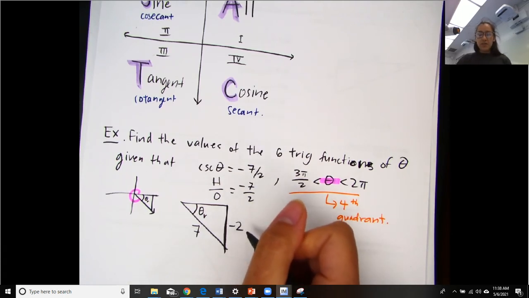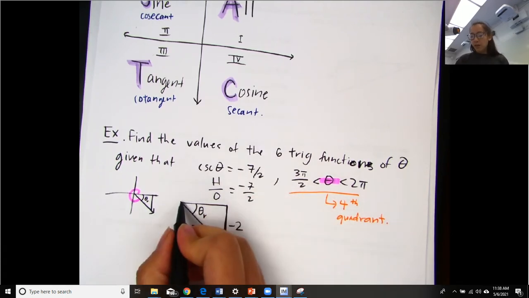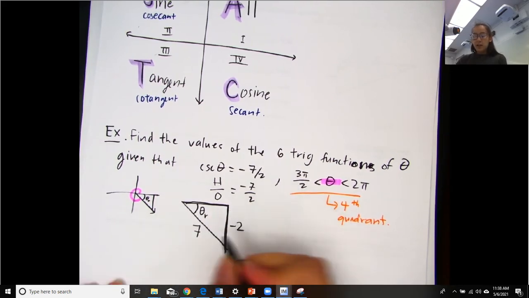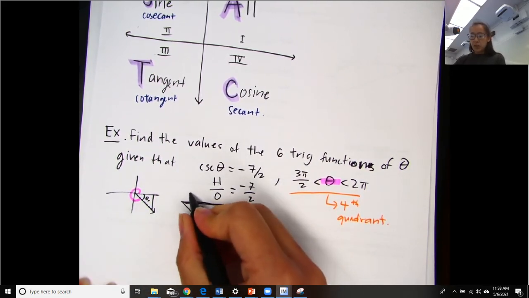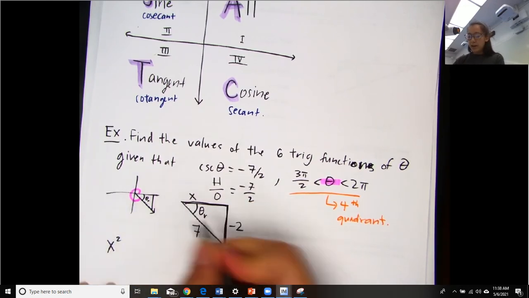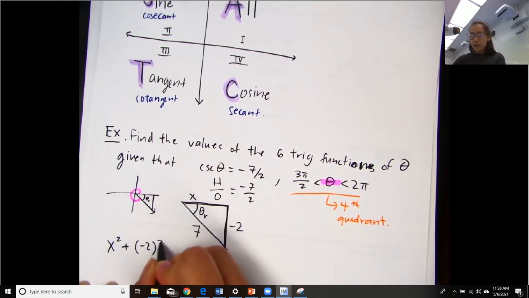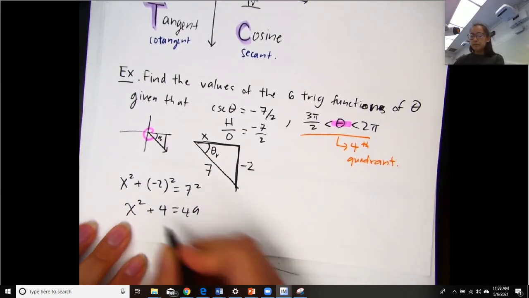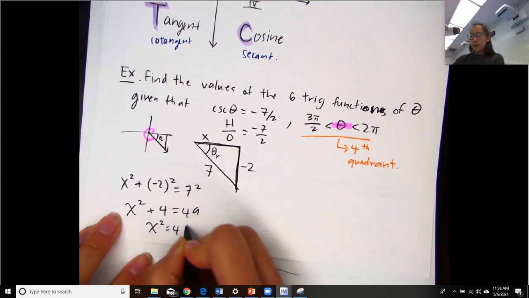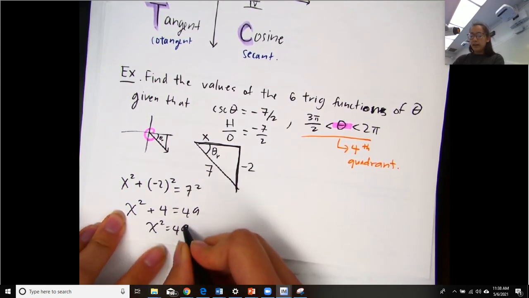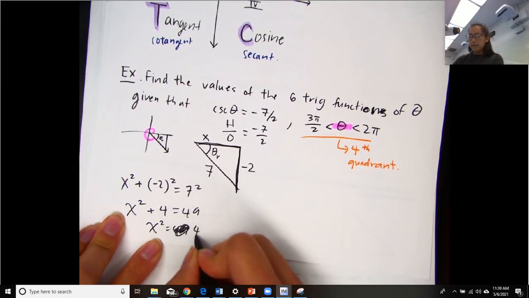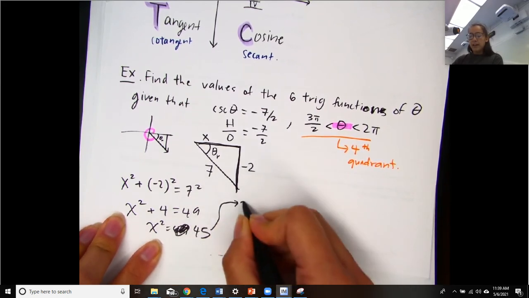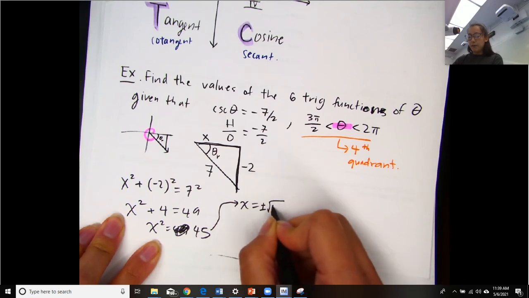And you'll want to use the Pythagorean theorem to figure out what the other side length is. So let's just call it x, so we have x squared plus -2 squared equals 7 squared. What we have then is x squared plus 4 equals 49. And so x squared equals 49. Sorry, x squared equals 45. And so x equals plus or minus square root of 45.